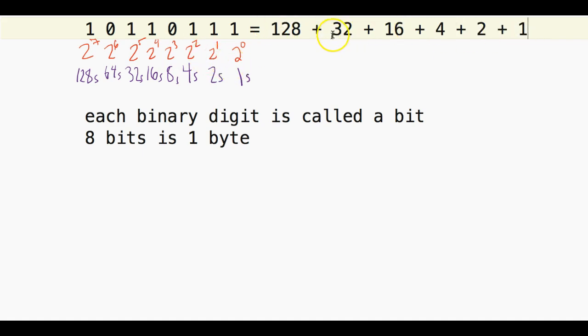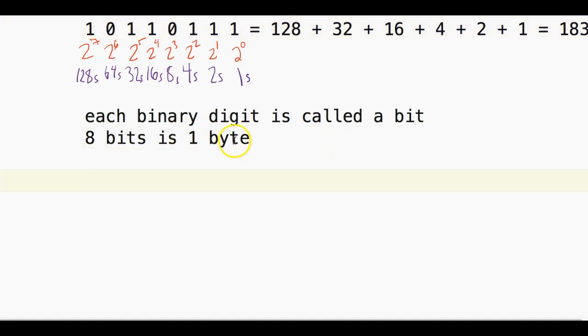So if we add all that up, what does that equal? We've got 128 plus 32, which is 160, plus 16 is 176, plus 4, 2, and 1, so this should be 183.